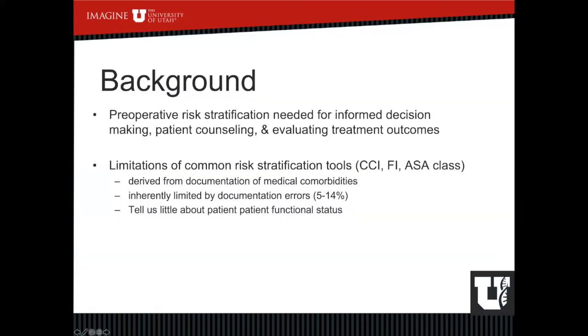As background, preoperative risk stratification is really essential for making informed decisions, for accurate patient counseling, and for evaluating the outcomes of our treatments. The limitations of the common risk stratification tools that we use, including the Charlson Comorbidity Index, the Frailty Index, and the American Society of Anesthesiologists classification schemes, are that they're often derived from documentation of patient medical comorbidities, which brings with it an inherent limitation of documentation errors, and also that these tools really tell us very little about a patient's functional status. They just happen to be available in large retrospective databases.